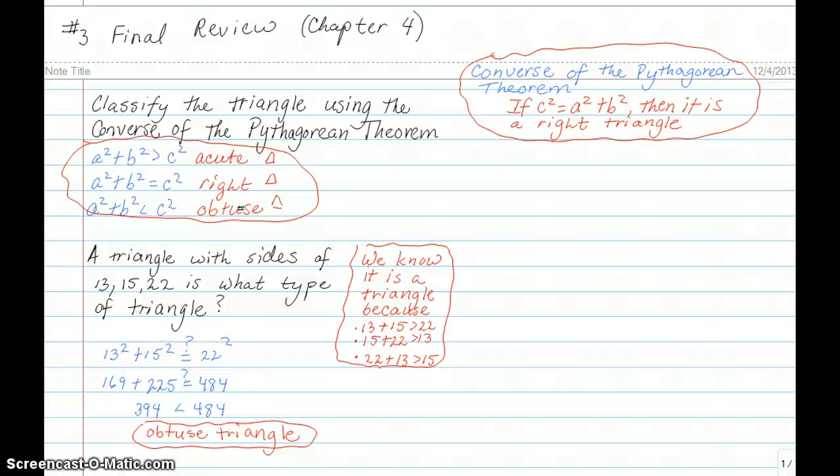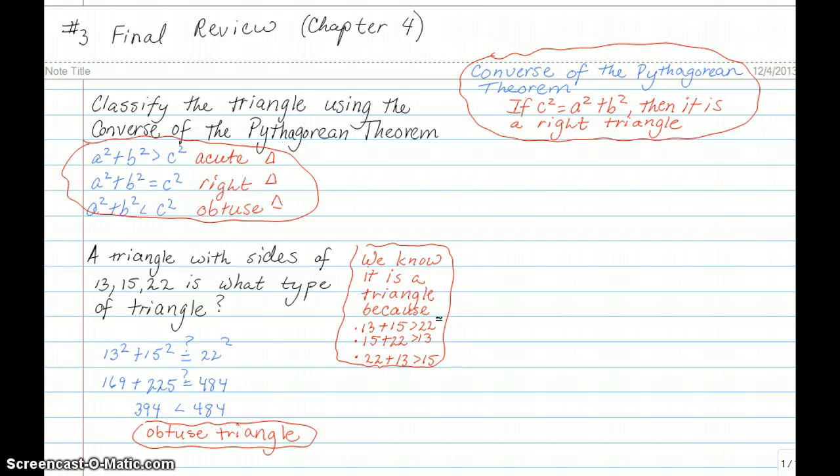I also want to bring up this because this is going to come later in the lesson. We know it's a triangle because if you take and add up two of the sides, they should always be greater than the third side. So we start with 13 plus 15, that's greater than 22. Then we go 15 plus 22, well that's greater than 13. And finally we go 22 plus 13, which is greater than 15. If all three of those things are true, then it is a triangle.